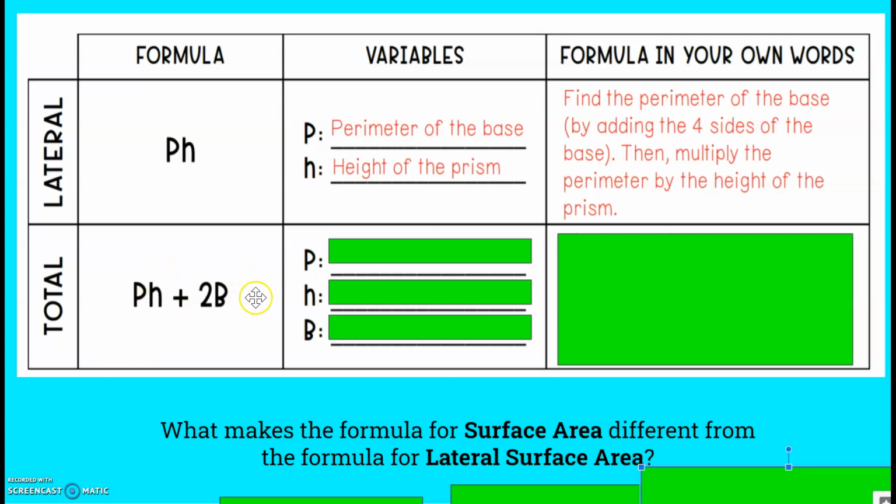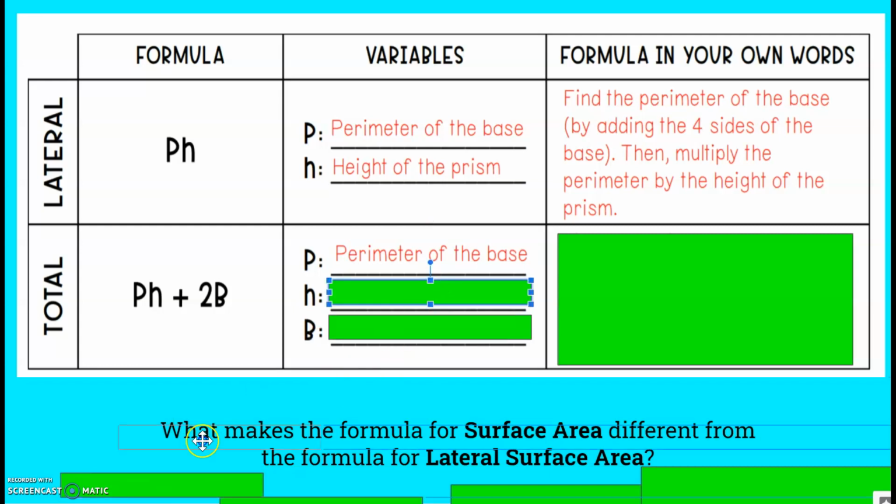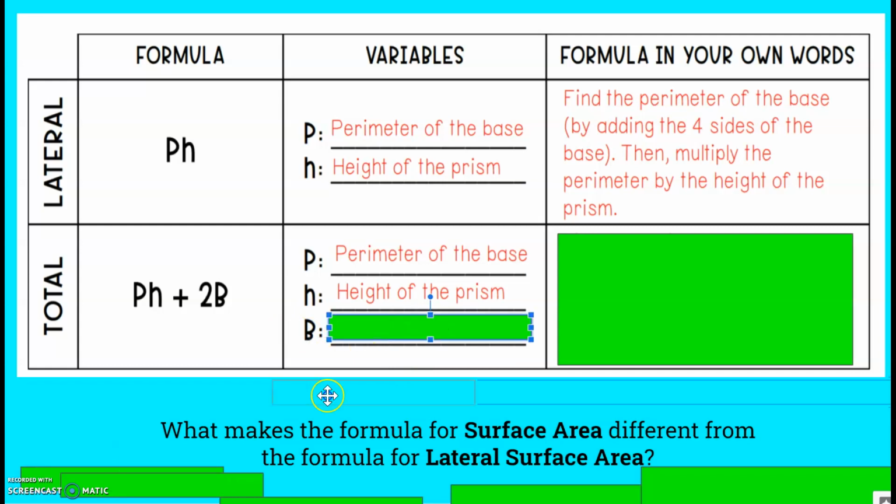That's why we have the two areas of bases we added. So again, capital P is the perimeter of the base. H stands for the height of the prism. And then capital B, we remember from volume, is the area of the base.